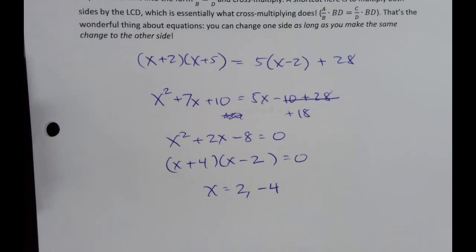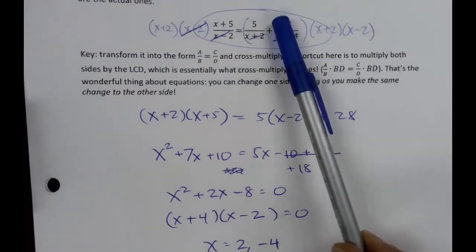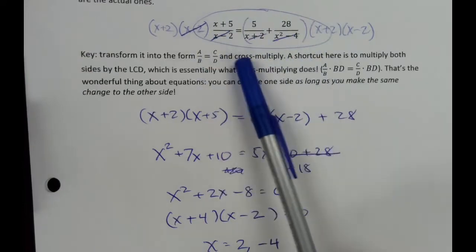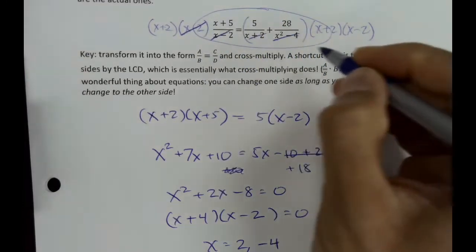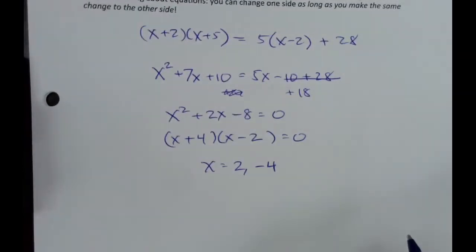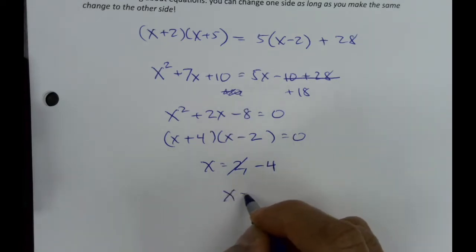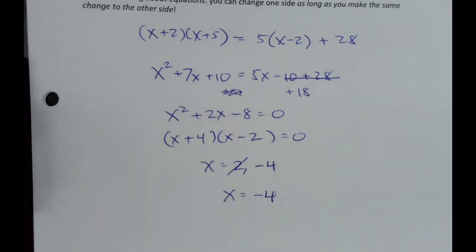Now, one big thing when we're dealing with a quadratic equation that came from fractions, you've got to think about domain. So over here, x cannot be positive 2 or negative 2. So we have to throw that solution out, and x is just negative 4.